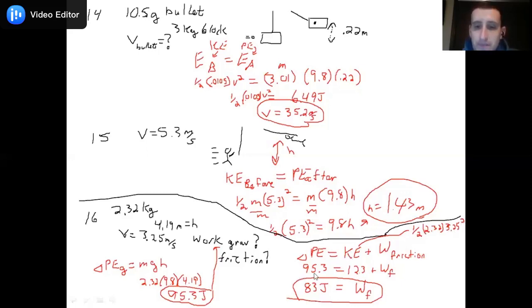So 95.3 joules to begin with, only 12.3 joules in kinetic energy at the end. So you subtract that. Friction did a lot of work, 83 joules worth of work on the object. Don't let those two numbers confuse you, right? Gravity did negative work, the friction did positive work. That's why we have energy left over for the block to be moving. We don't think in terms of gravity doing work very often, but they ask that question because sometimes they want you to think about it in that way.